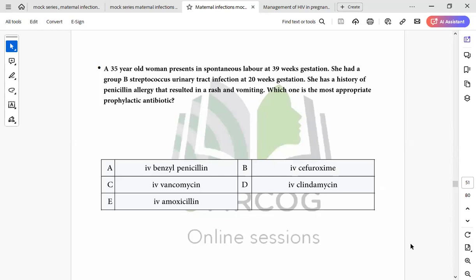I chose this question for two reasons. Number one, this patient had a GBS UTI at 20 weeks of gestation. Are we going to treat her if we are now at 20 weeks? Are we going to treat her and offer her IAP? Are we going to treat her only? Are we going to give her IAP only?